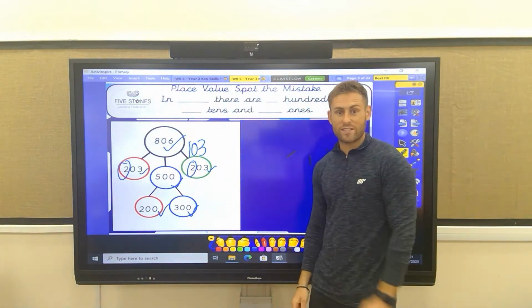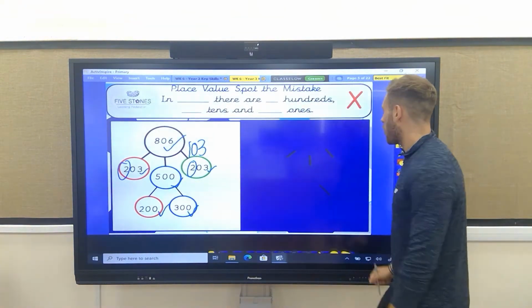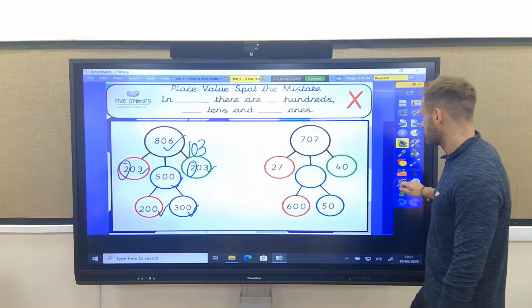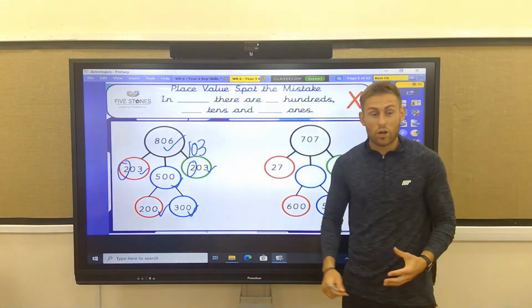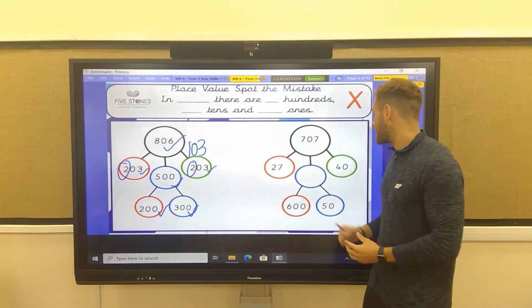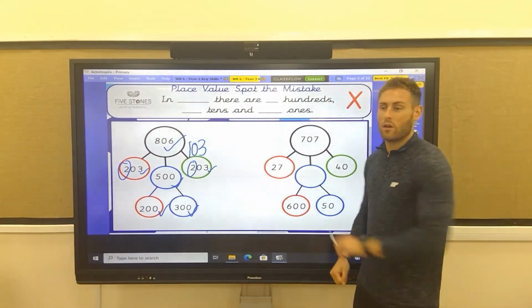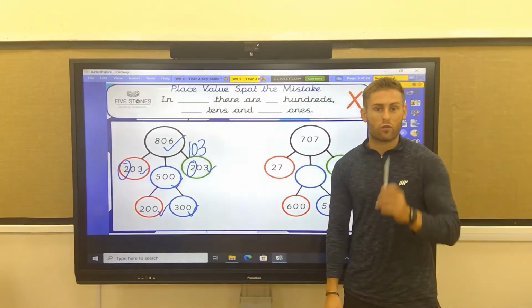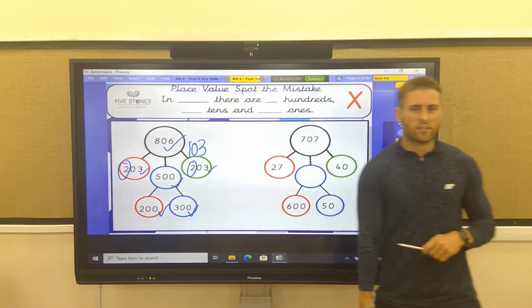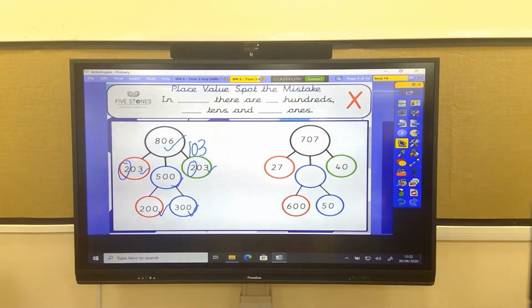You need to do the same with your part whole model. Okay, yours is incomplete, so you need to complete it and see if that helps you solve the part whole model correctly. If not, spot the error and change it. Pause the screen, give you more time.